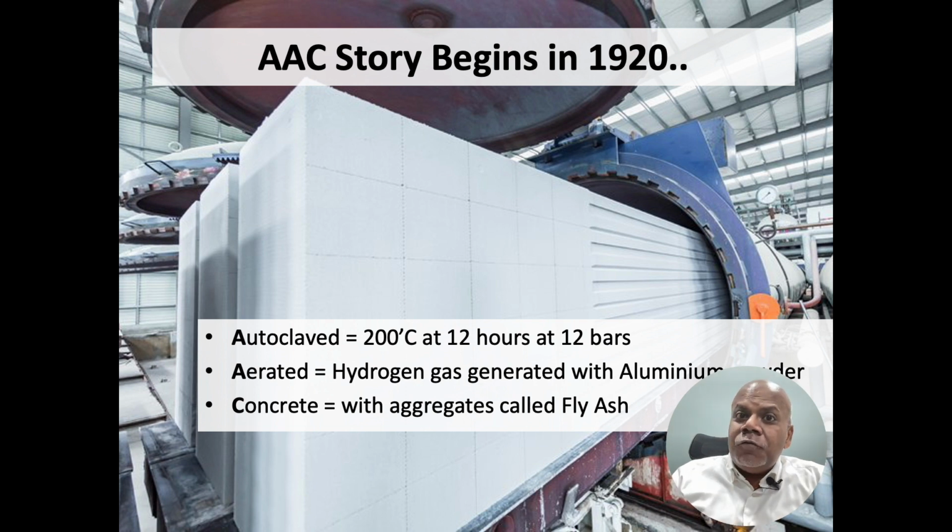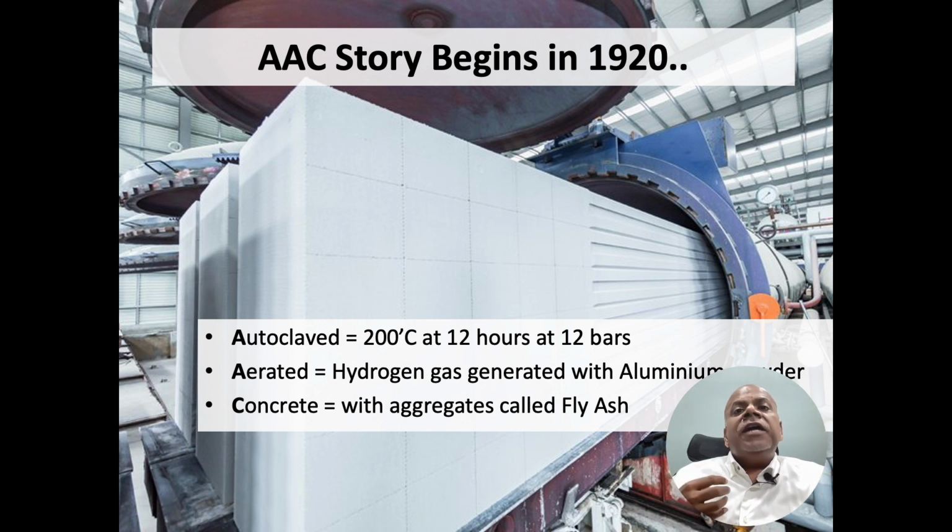What happens because of autoclaving? Normally on our construction sites we have seen that we do curing for 7 days, 10 days on concrete for strength development. The final strength of concrete comes after 28 days. But with autoclaving you get that 28 days strength in just 12 hours by giving it the heat. So that was the one part of AAC technology, autoclaving.